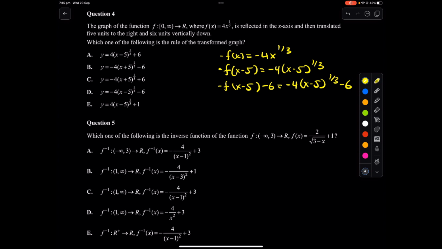Which one does that look like? Not this one, because I have both positive. Not this one too.